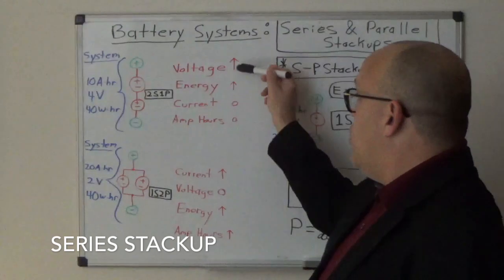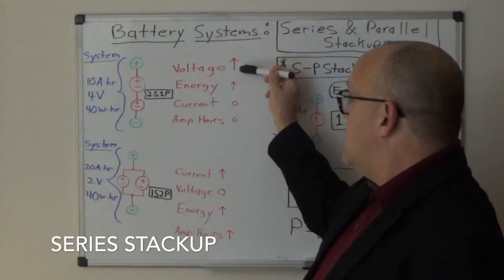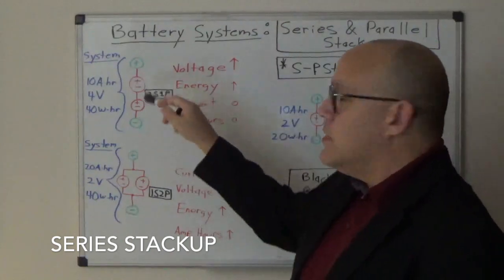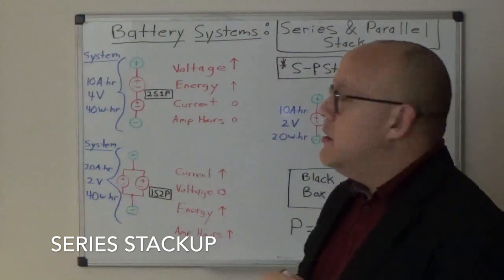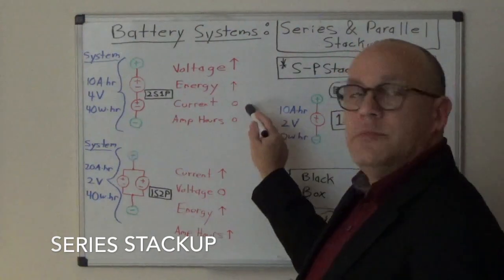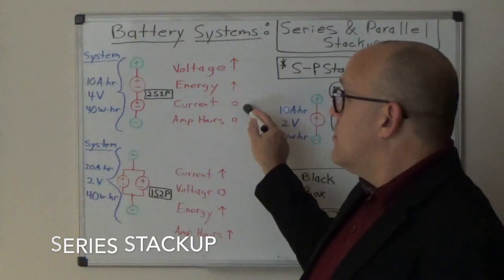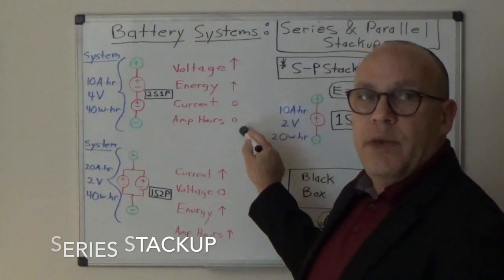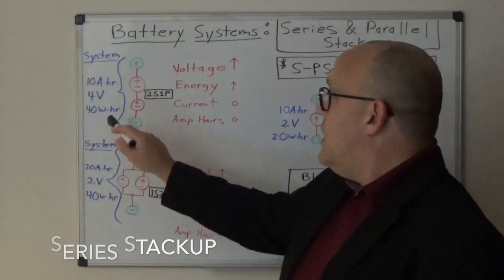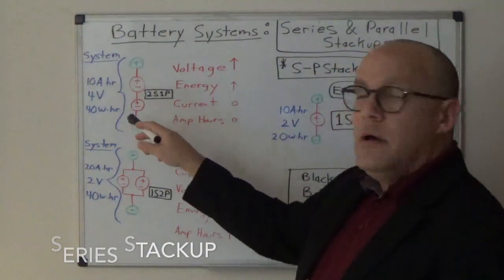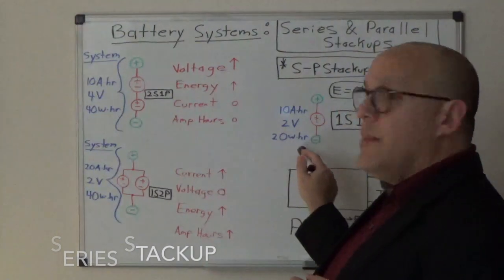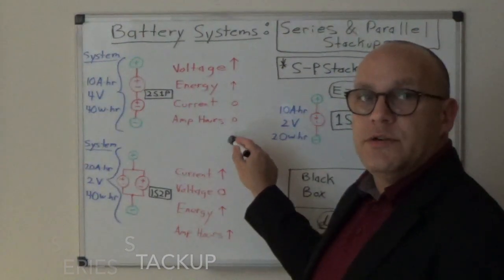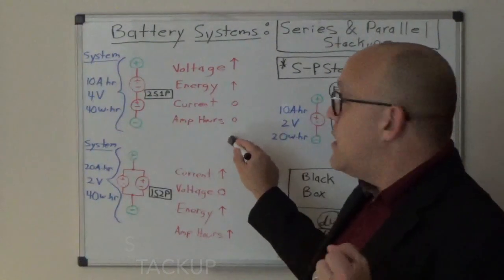So again, in review, voltage goes up. Energy goes up because you're adding another cell, okay? Current stays the same for a simple series stack up, and amp hours remain the same. So you get 10 amp hours for a series stack up, same as a single cell. The amp hours do not go up for a simple series stack up.